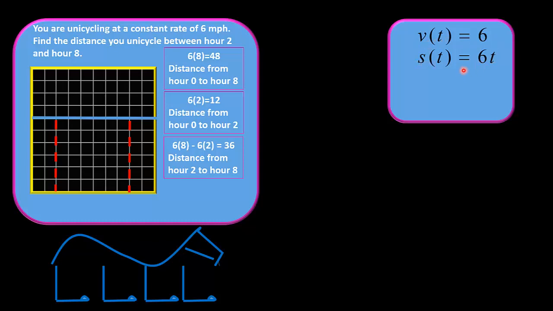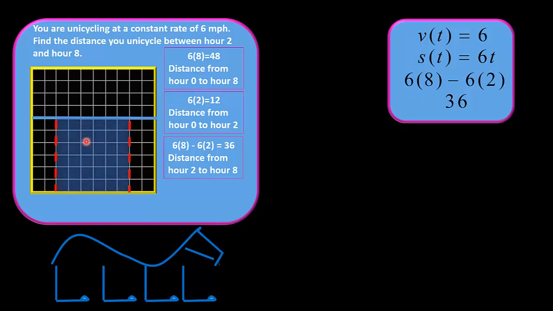Notice, I've got velocity, and I've got the antiderivative. Now look at this. This is 6t, and t goes from 2 to 8. If I put an 8 in here for t, I get the distance I travel between hour 0 and 8. And then if I come back and put a 2 in here, I get the distance I travel between 0 and 2. So I put these together, and notice I get 36.